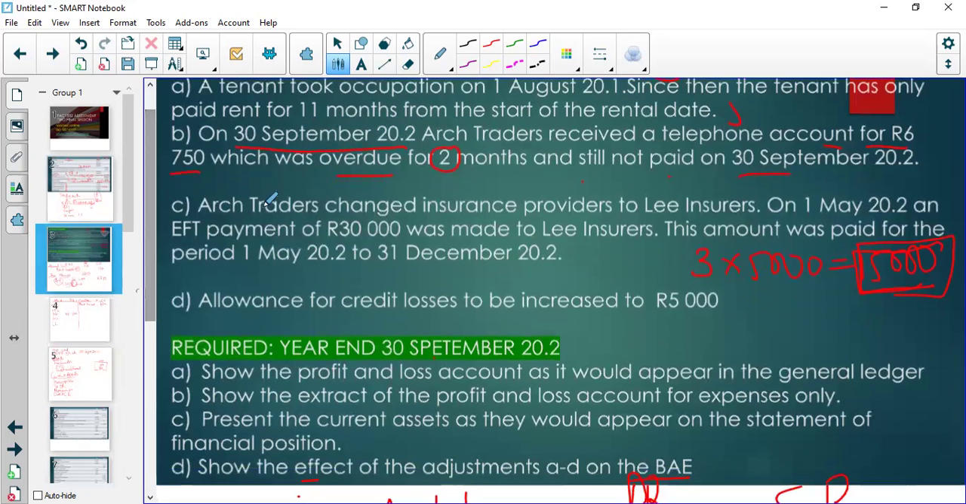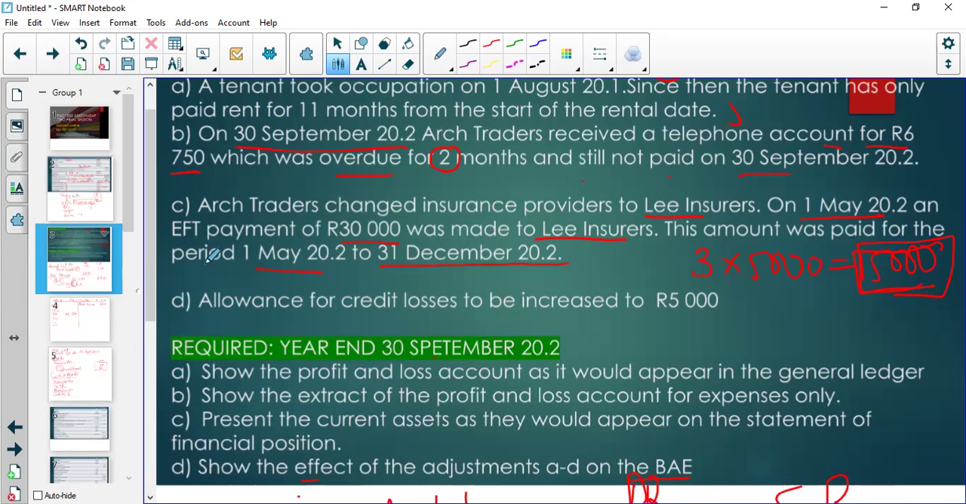Then the next adjustment says, Arch traders changed insurance providers to Lee insurers. This is on 1 May. Remember, 1 May 2002 is this current year. An EFT payment of 30,000 was made to Lee insurers. This amount was paid for 1 May to 31 December.